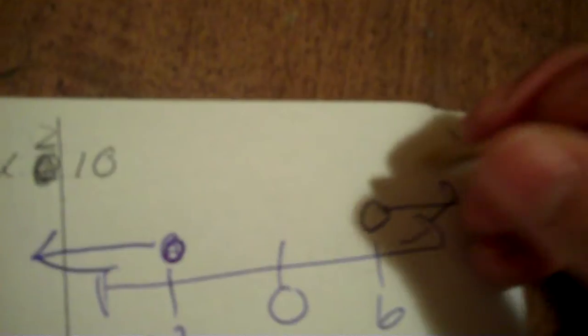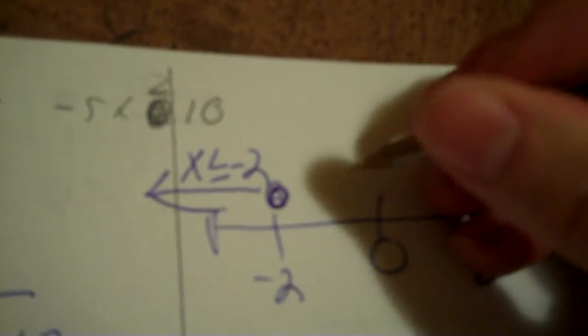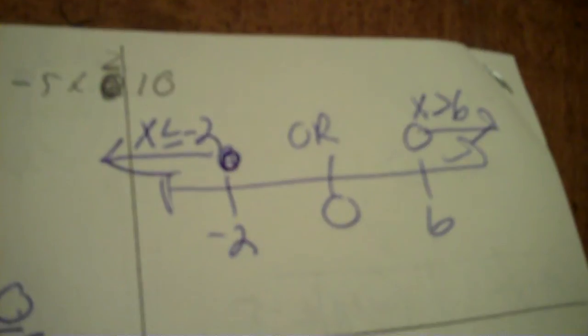So circle above the 6, don't fill it, it eats the x, headed that way. Circle above the -2, it eats a number, that way, okay? So that means x can be any number greater than 6, or x could be any number less or equal to -2. One thing you're supposed to do, put the word or. When they come apart like that, you're supposed to put the word or.